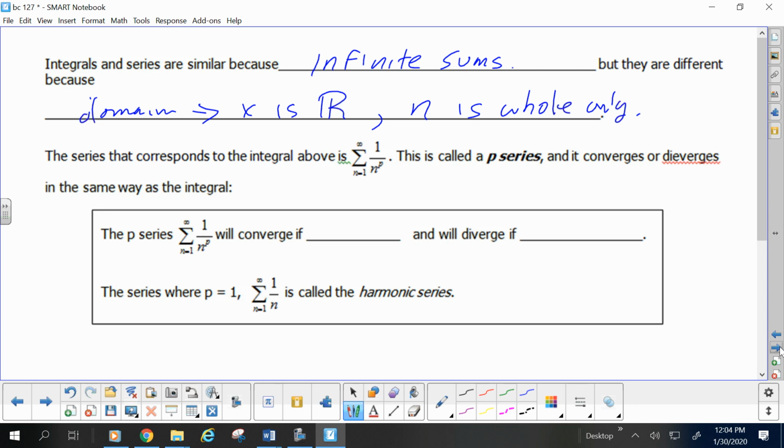Just like the improper integral of 1 over x to a power converges when p is greater than 1 and diverges when p is less than 1, that is exactly the rule you use for this series, which is called a p-series. You don't call it a power series, because that's some other name. The p stands for the power of n.